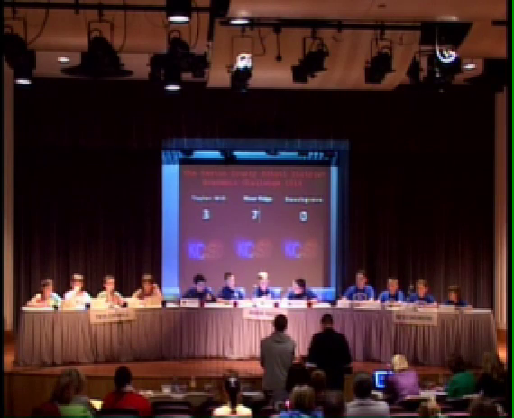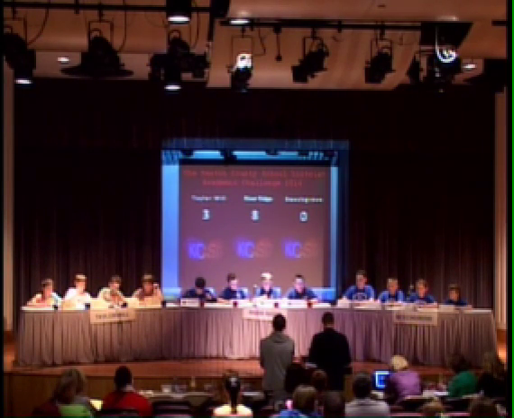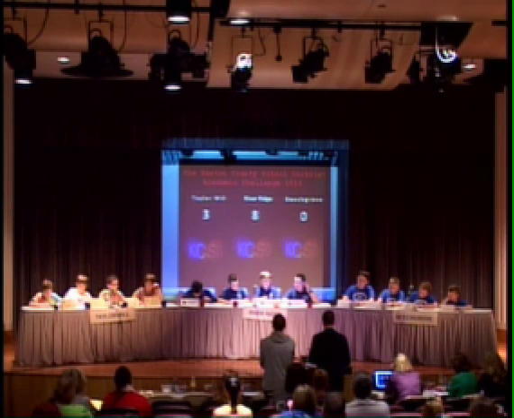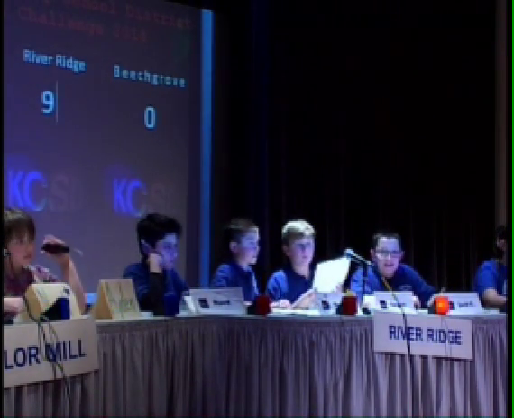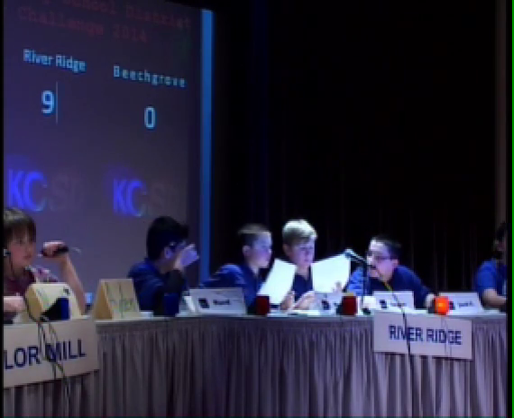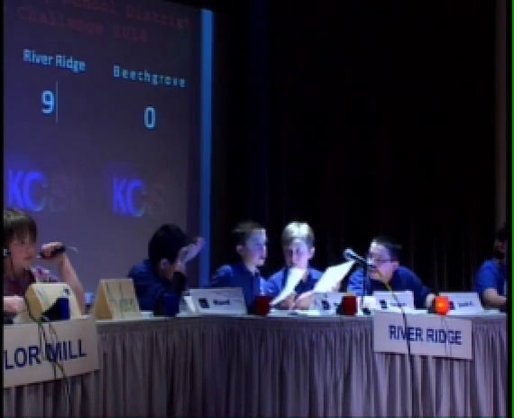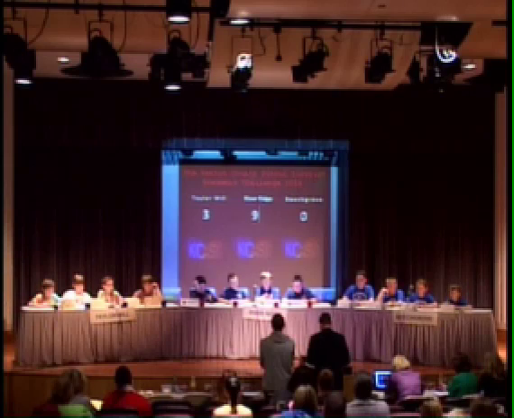Toss up 17. What is the product of 1/4 and 3/5? River Ridge, Logan. 3/20. That's correct. Bonus 18. What is the part of the soil formed by decaying organic material? Topsoil. Incorrect. Humus.